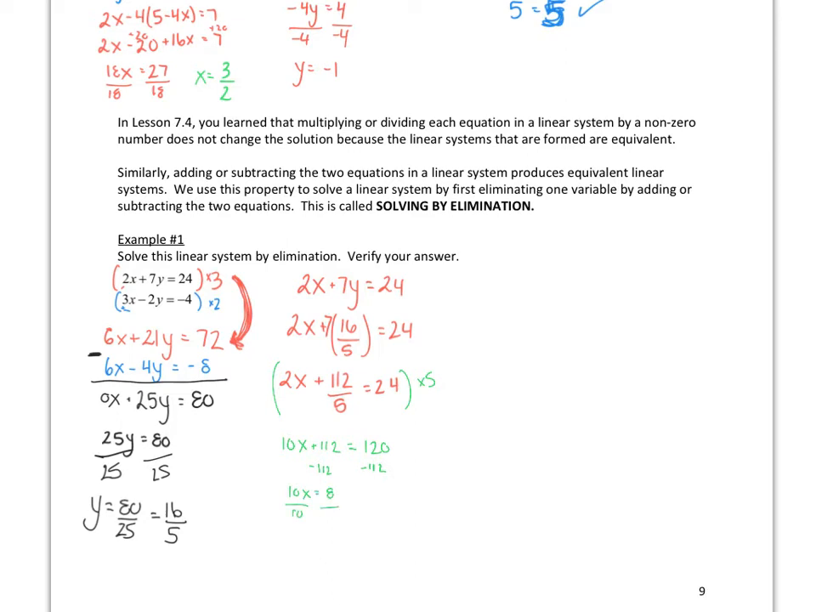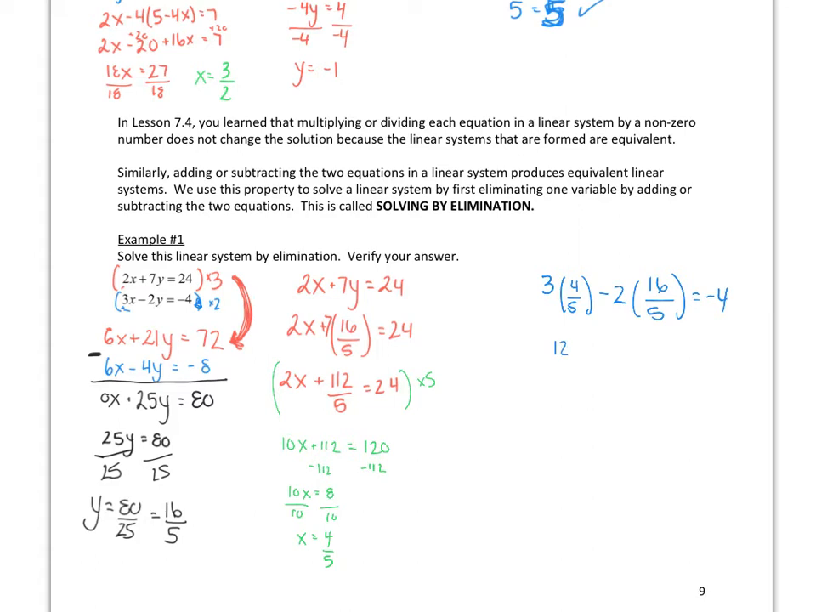Divide both sides by 10, x is equal to 4 over 5. Now to check our work, we can sub into our last equation there. So 3 times x, which is 4 over 5, minus 2 and 16 over 5 equals -4. Again, I'm subbing into my original, just so that if I've made an error, it doesn't continue.